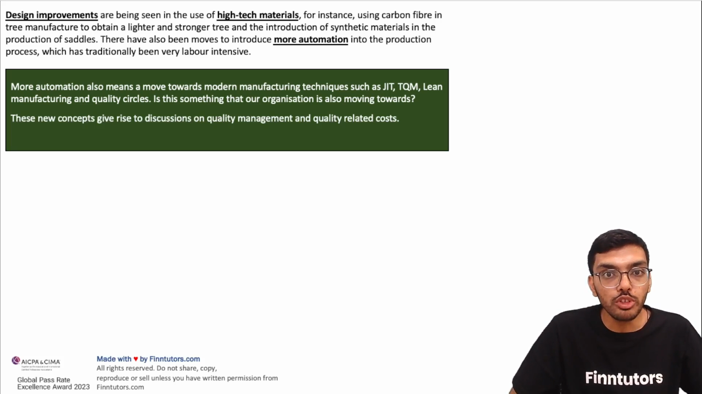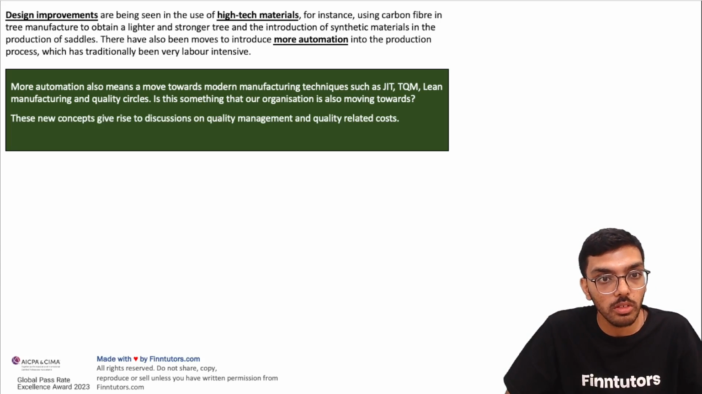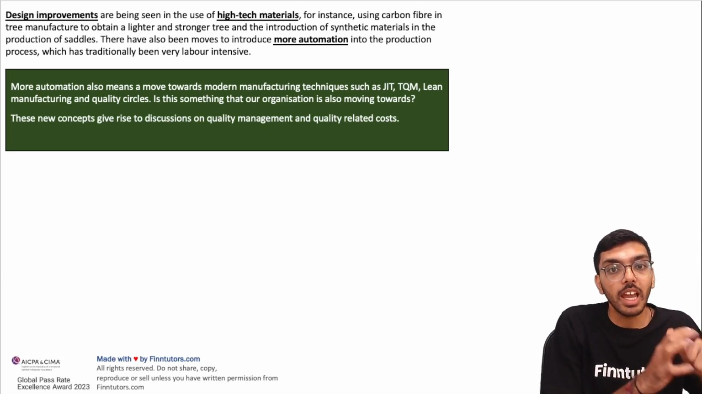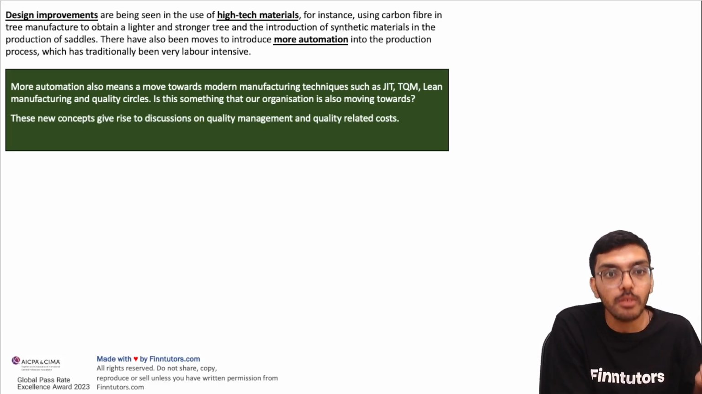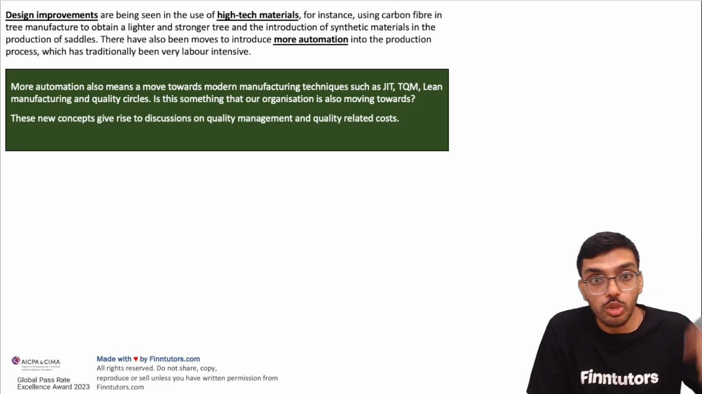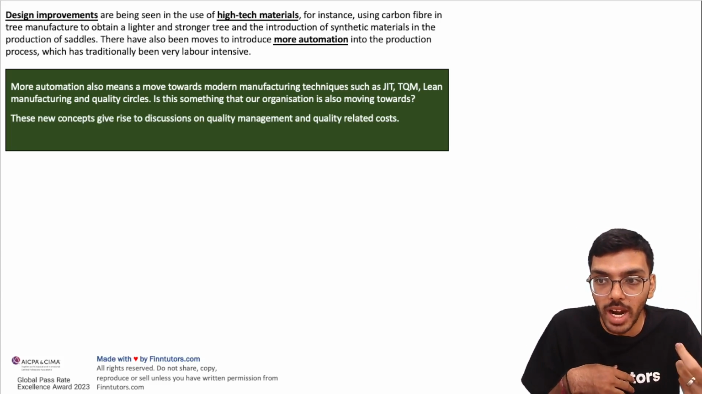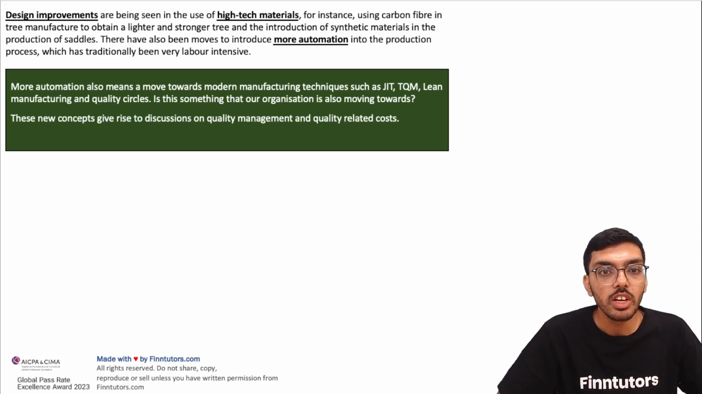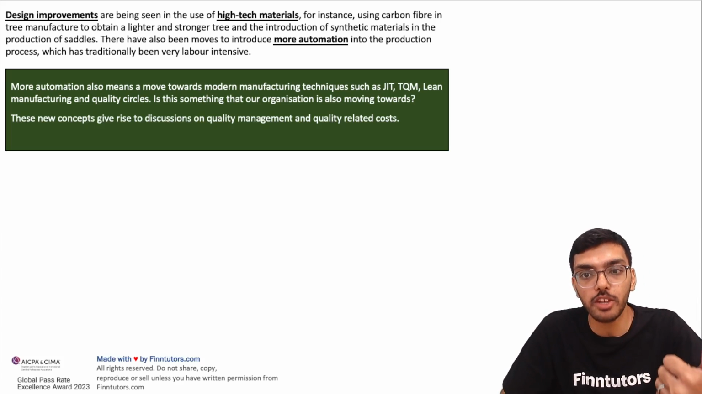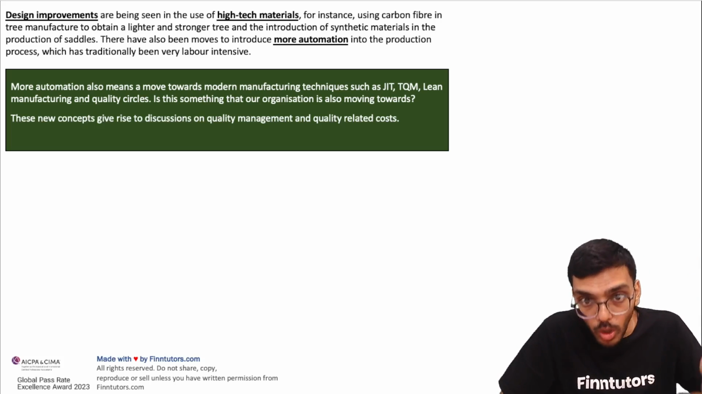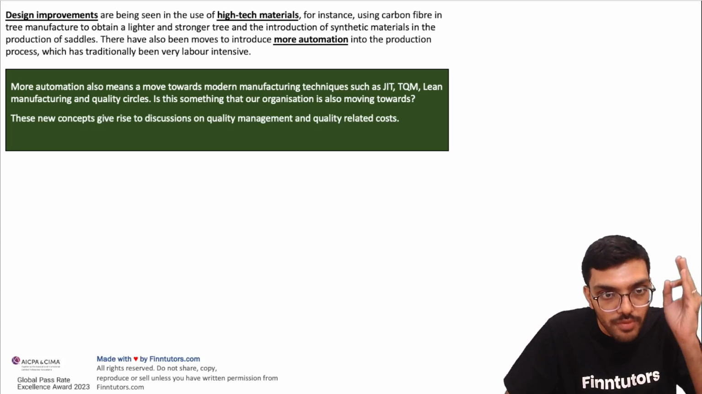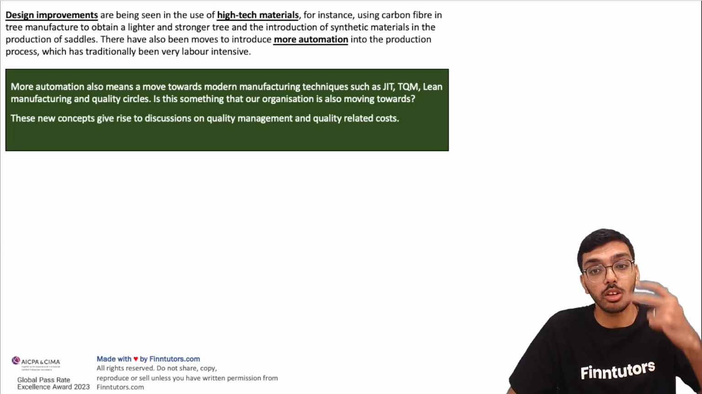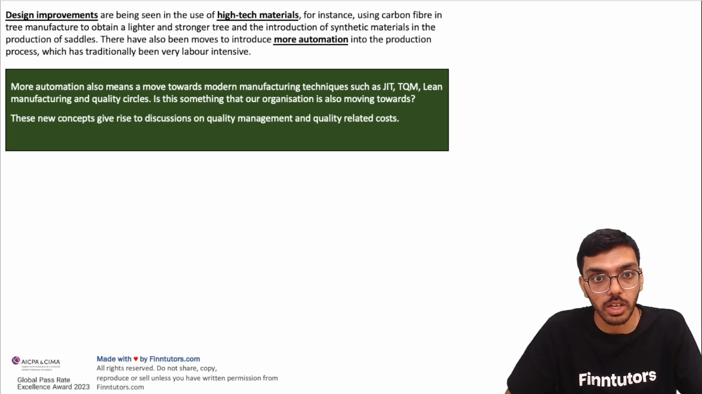So there has also been moves to introduce more automation in this process. So more automation means a move towards modern manufacturing techniques like JIT, TQM, lean manufacturing, quality circles. So is this something that our organization is going to look at because it wants to improve, because it wants to innovate? These new concepts give rise to discussions on quality management, quality related issues, quality costs. This is very clear indication of your E1 syllabus, modern manufacturing techniques, quality related costs, JIT, quality management.